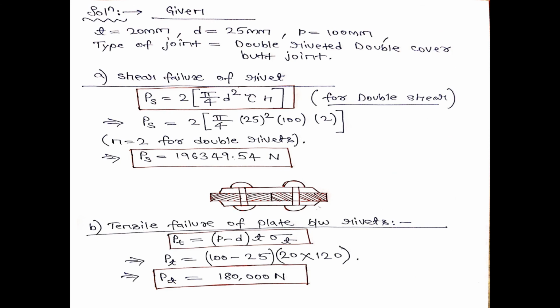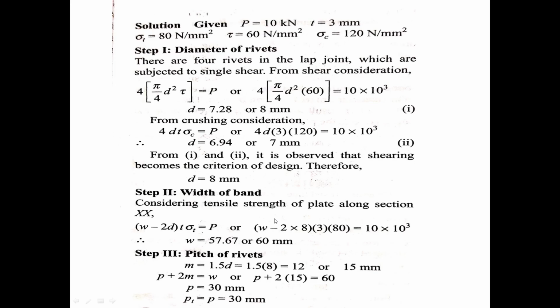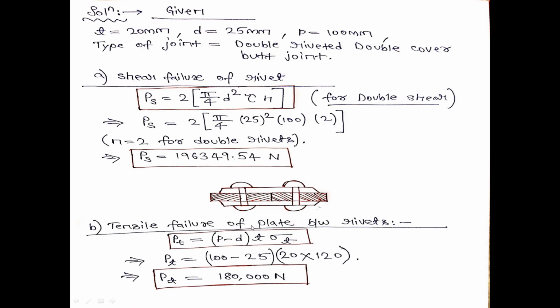So let us find the shear failure of the rivet, that is PS. It is pi by 4 d square tau into n. But in this problem, the type of rivet joint used is a double riveted double cover butt joint. So this is the diagram of the rivet joint. Sorry, here we will get one more rivet. My diagram is wrong. I will get one more rivet over here and one more rivet over here.